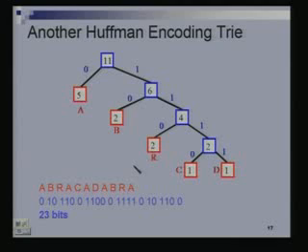Okay? Because this algorithm is computing the tree with the minimum weighted external path length, right? And since it's the minimum, it cannot be smaller than the other one or larger than the other one, because they are both the minimum.